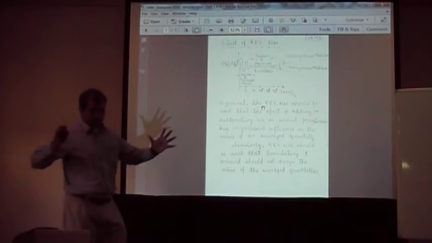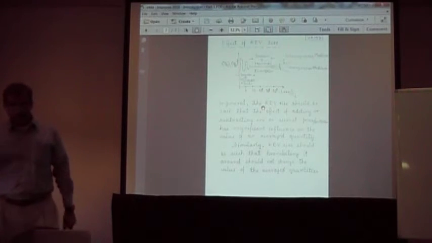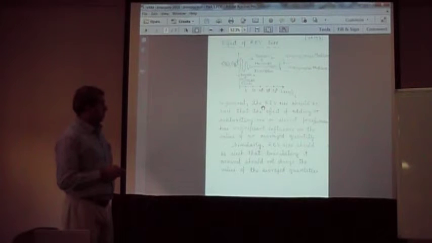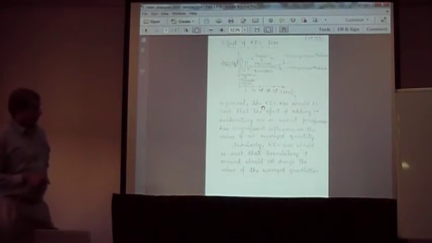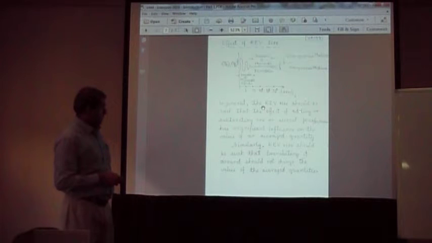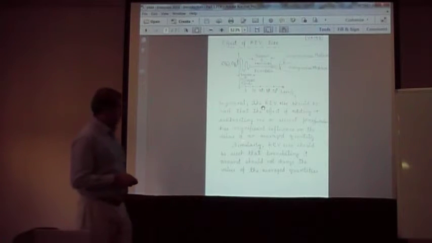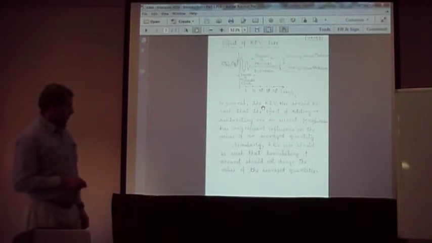And if you keep on going further, and it's a very large domain, like an oil field or things like that, other inhomogeneities are present, so you will start deviating from this straight line for the homogeneous medium. So in general, the REV size should be such that the effect of adding or subtracting one or several pore particles has insignificant influence on the value of an averaged quantity. Okay? A general rule of thumb.